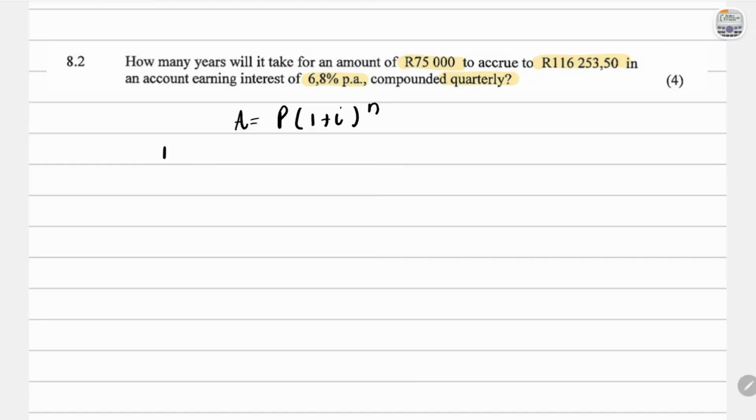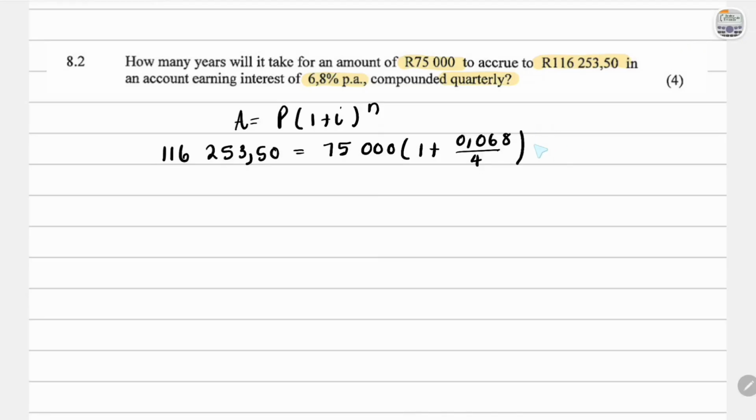So the amount we end up with is 116,253.50 cents, which is equal to 75,000 Rand times (1 plus the interest, which is 0.068, and it's compounded quarterly, so we'll say over 4). So that interest is divided by 4 and it will earn interest every quarter.